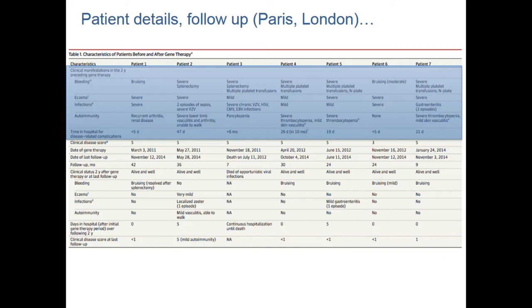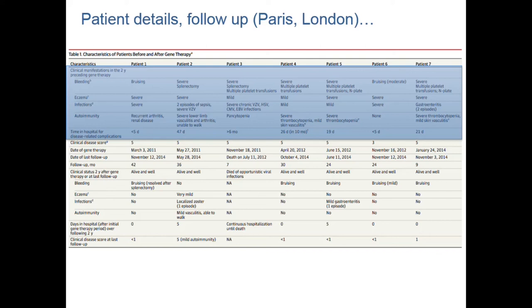So what's the clinical follow-up? Well, the clinical follow-up in these patients is excellent, apart from one patient, patient three, who died of severe infections which pre-existed the treatment. So this is a patient in very poor clinical shape prior to treatment. In some ways, if you're treating patients with such bad disease, you expect to see some mortality. All the other patients are alive and well.